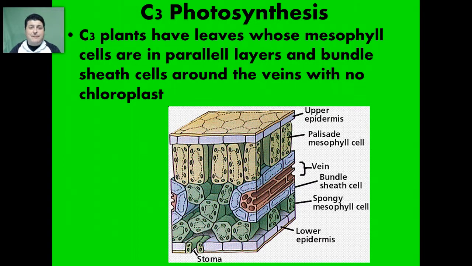Now, C3 plants have a very distinct leaf anatomy. The middle of the leaf, the mesophyll, forms distinctive layers. In this case, the top layer is called the palisade mesophyll, and the lower portion is the spongy mesophyll. These layers surround our vein, which has bundle sheath cells surrounding it that lack chloroplasts, and so they're unable to do photosynthesis. All of the photosynthesis happens in the mesophyll cells.